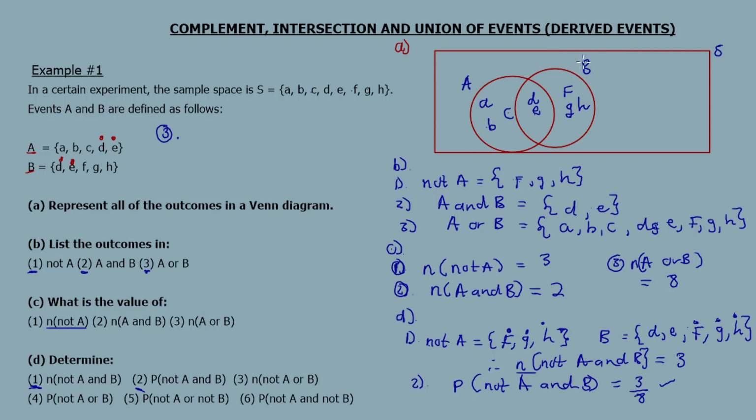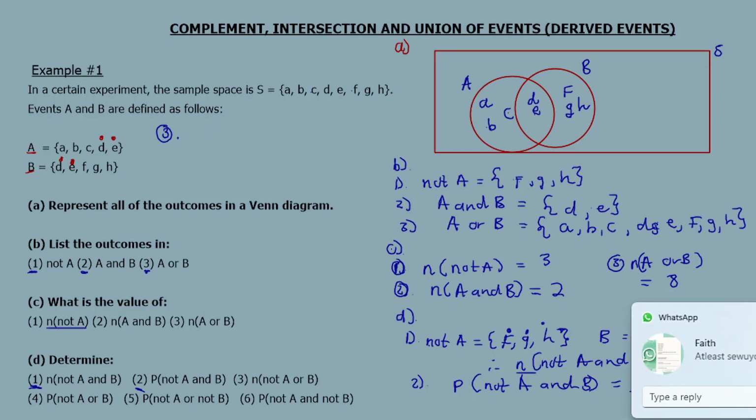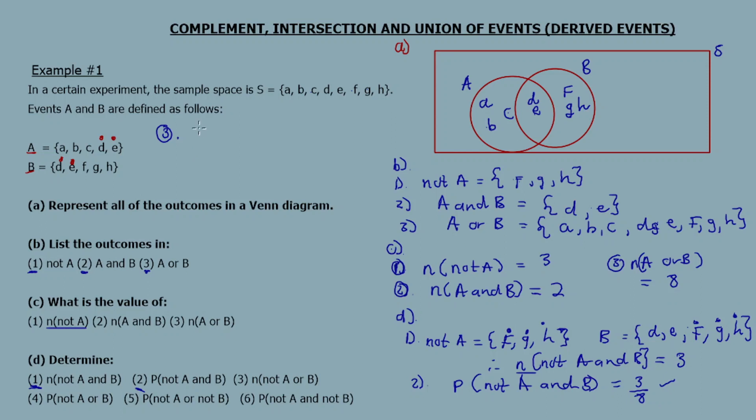So I'm uniting the complement of A and B, right? So not A or B, it should be somewhere here. Let me help you understand. So number 3, not A, okay, I see. Not A, and then B, where is B? Where is B?